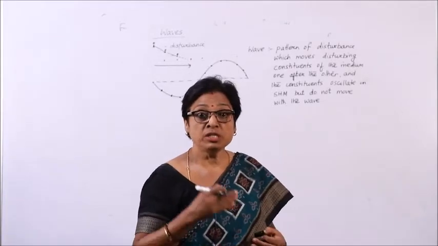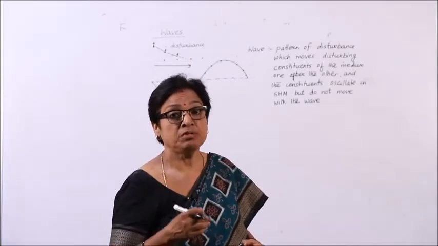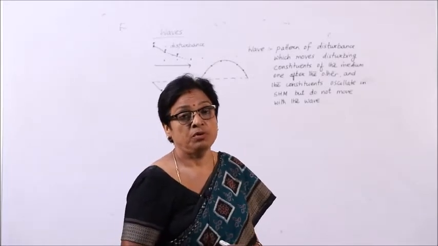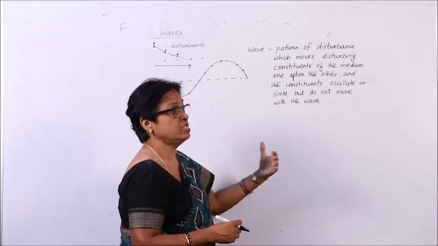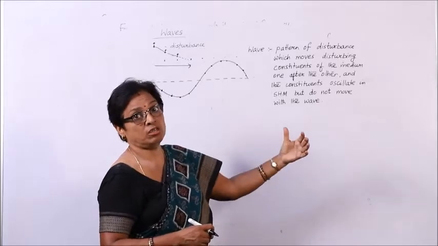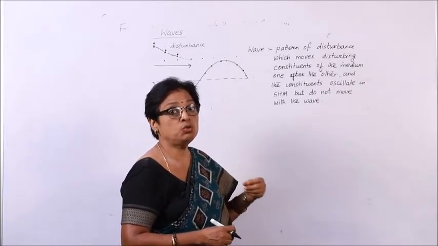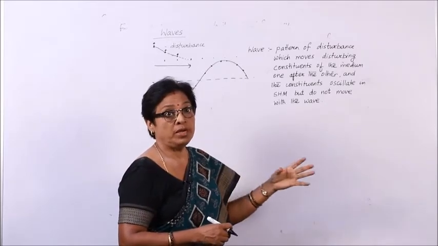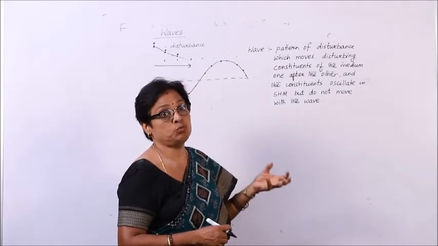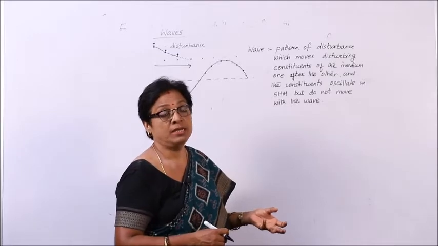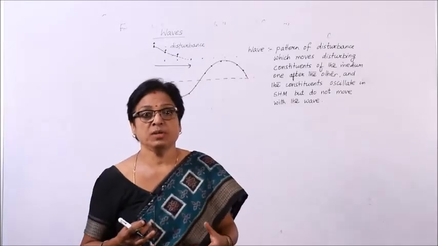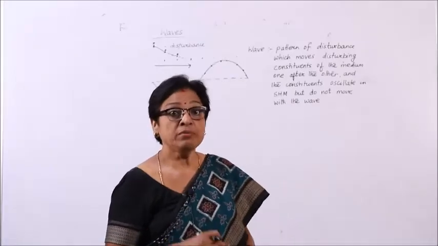What is wave? Wave is the disturbance. It is the pattern of disturbance that we see. When disturbance travels, disturbing the particles of the medium or constituents of the medium, the constituents of the medium do not move with the wave, but they oscillate at their own position simple harmonically. Then the pattern of the disturbance is called a wave. So wave is a disturbance.